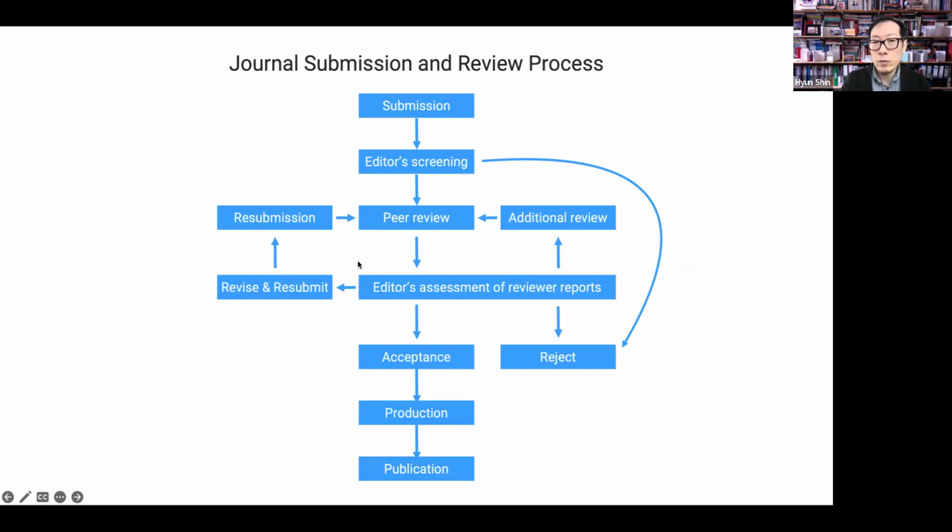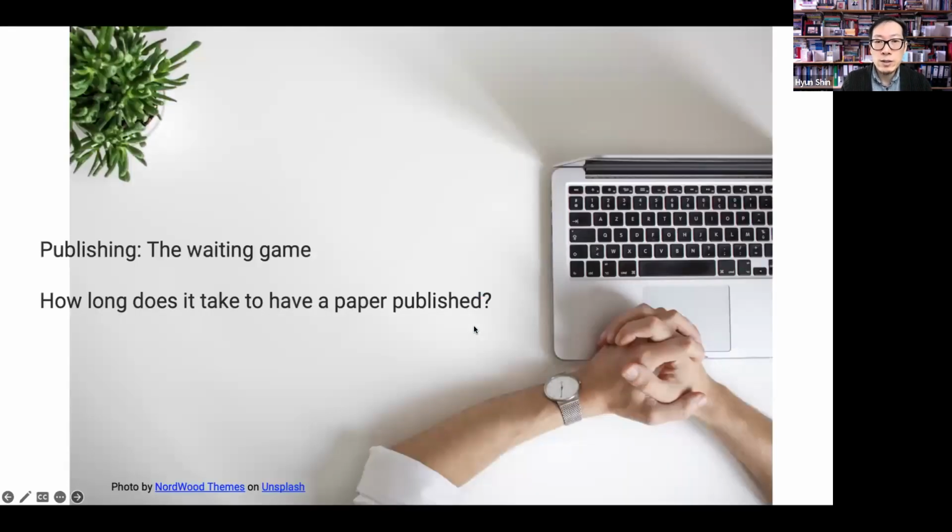And then the paper is revised by the author and resubmitted, and it may go through peer review if it's a major revision. If it's a very minor revision, acceptance subject to minor revision, then editors may decide to handle this on their own without sending it to further peer review, although that can be a very small minority case. The reason for showing all of these is really that publishing is practically a waiting game.